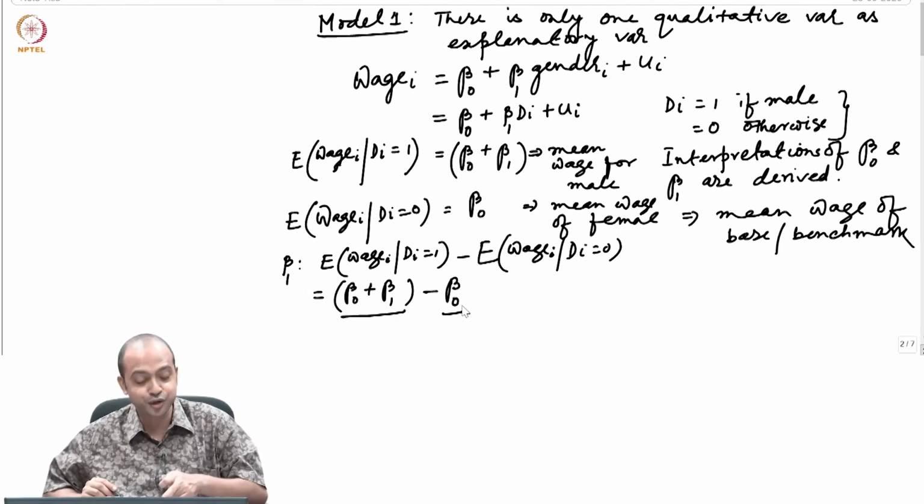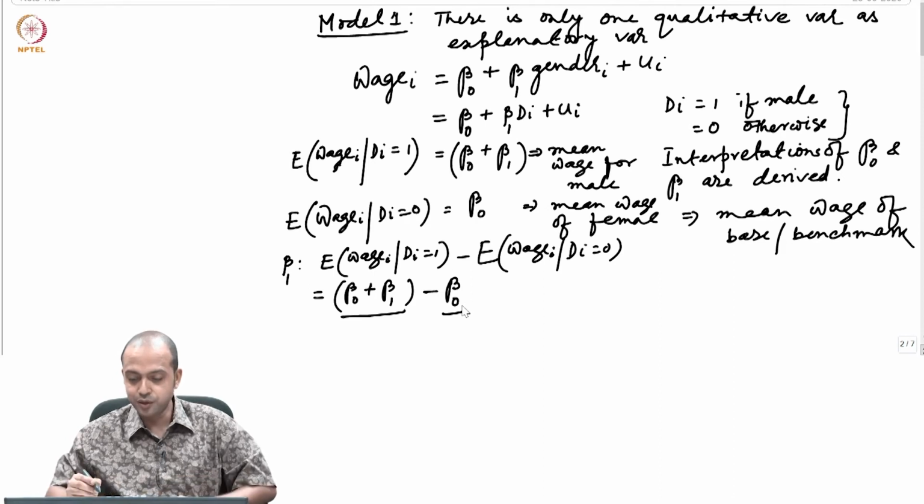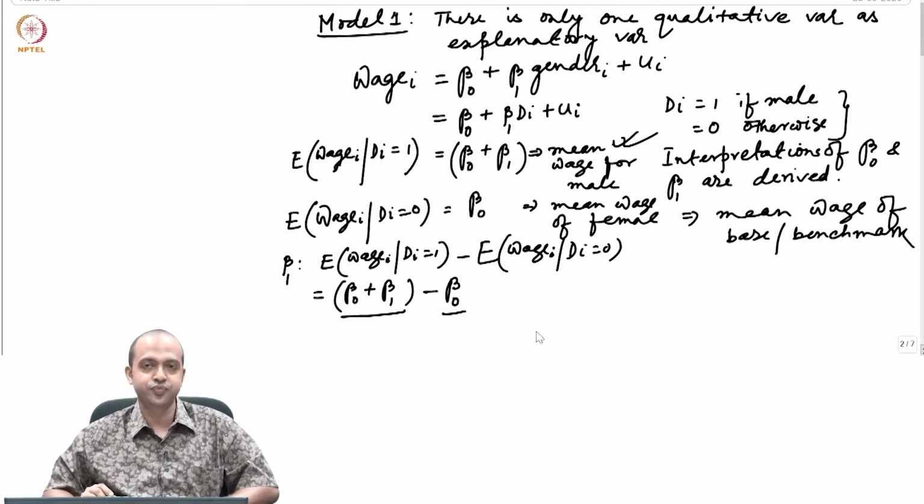What is beta 0 plus beta 1? If you look here, beta 0 plus beta 1 is actually the mean wage of the male category and beta 0 is the mean wage of the female category. That means beta 1 indicates the difference in mean salary between male and female.